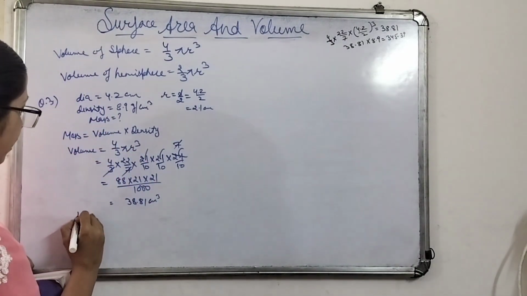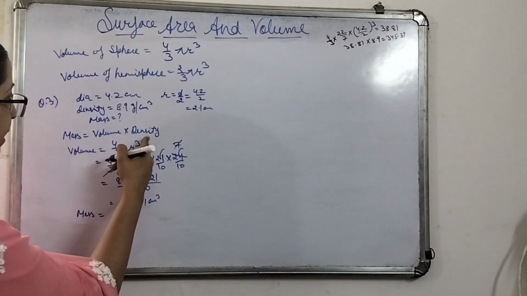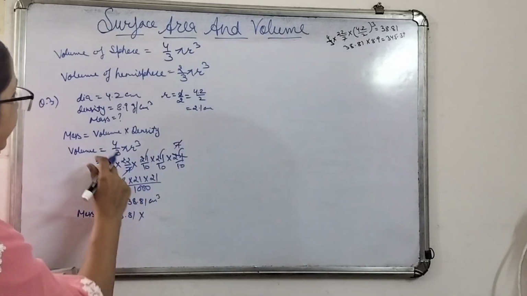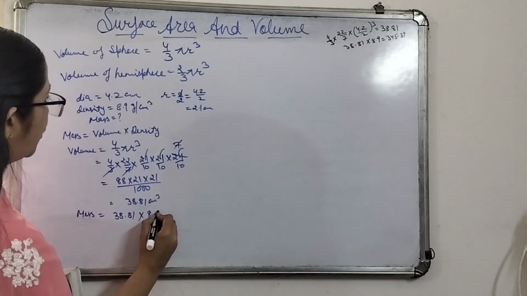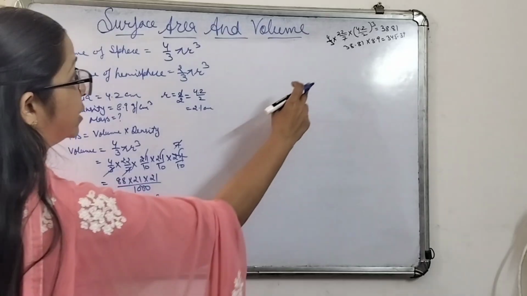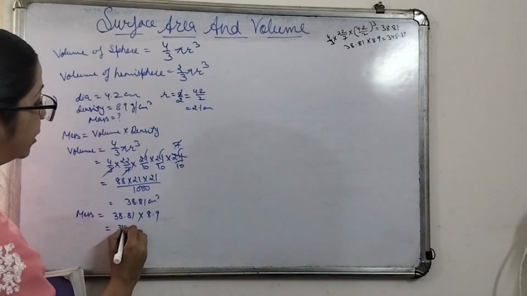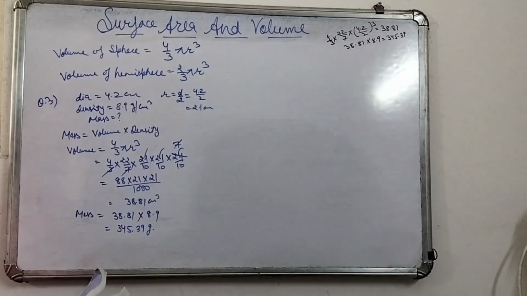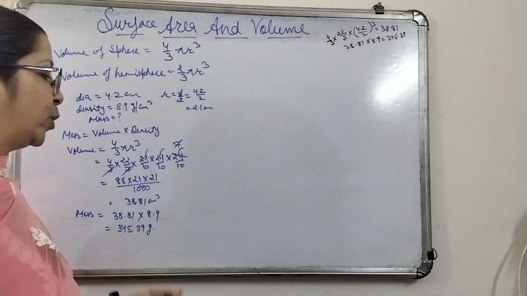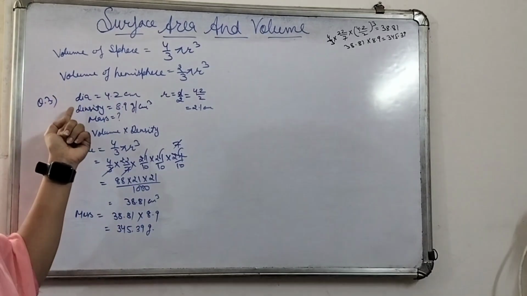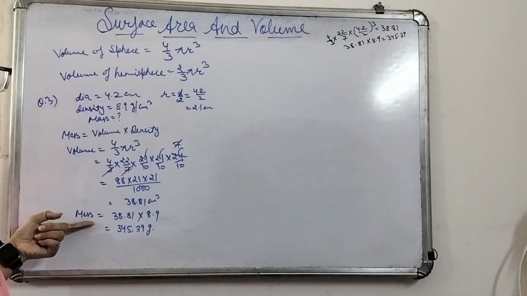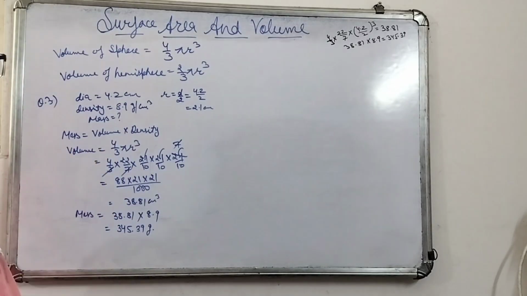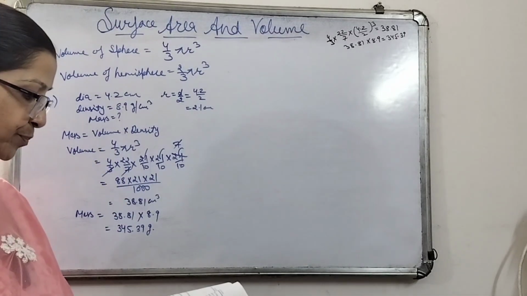So mass will be volume multiplied by density. Volume, just now we got it, is 38.81, and density is given to us as 8.9. If we multiply these two, we get 345.39 grams. So the mass of the metallic ball will be 345.39 grams, because density was in grams per centimeter cube. So your mass will be in grams, that will be 345.39. So this is how, using the formula, we can find the mass.